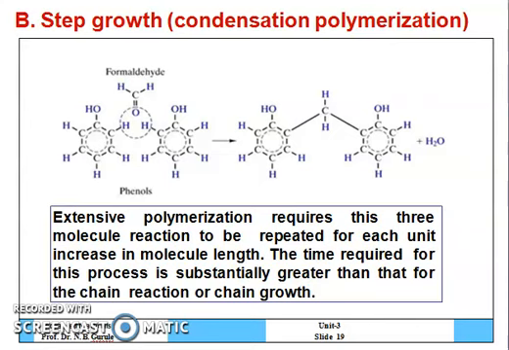Then step growth polymerization is the process where molecules rapidly get connected with each other to form a larger molecule. This process is also named the condensation process, as water participates in the formation of the polymer.